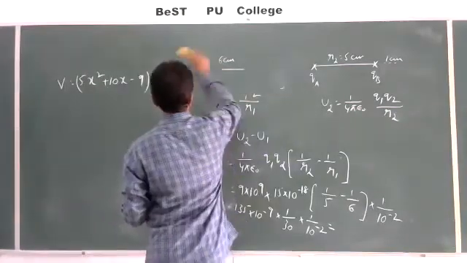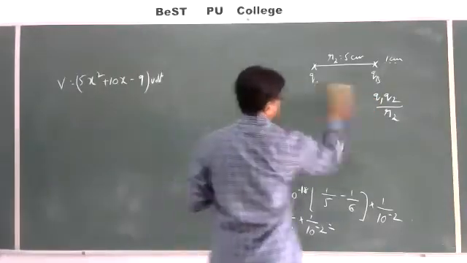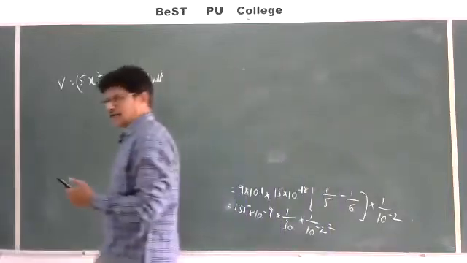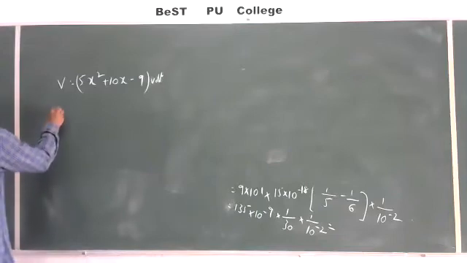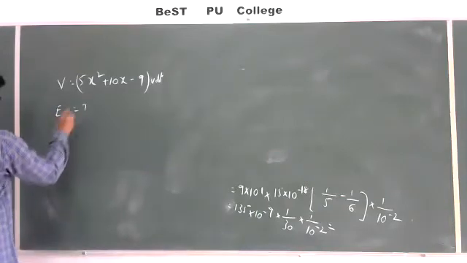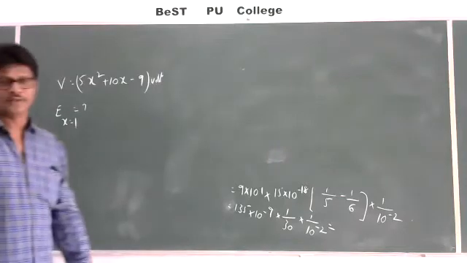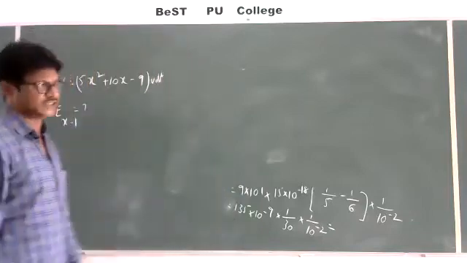What is the value of electric field at x is equal to 1?